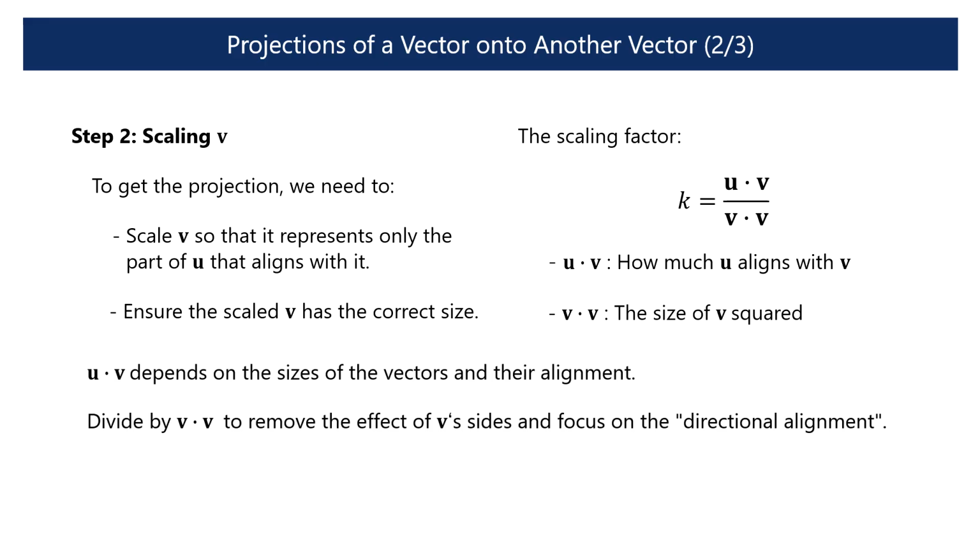The numerator is the inner product of vector u and vector v, which represents how much u aligns with v. The denominator represents the size of vector v squared, used to adjust for v's length. The inner product of two vectors depends on the sizes of the vectors and their alignment. To remove the effect of the size of vector v and focus only on the directional alignment, we divide by the squared magnitude of vector v.